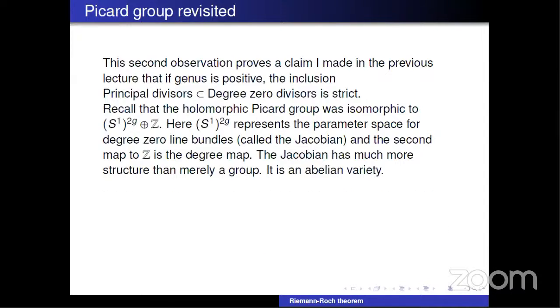So now this sort of answers what Professor Ravi Kulkarni was asking. That if you are on CP1, then from the divisors on CP1 you have a map to Z, which is the degree map. That map is actually an isomorphism from the class group to Z. So on CP1 there are as many line bundles as there are integers. The degree map is an isomorphism from the Picard group to Z.